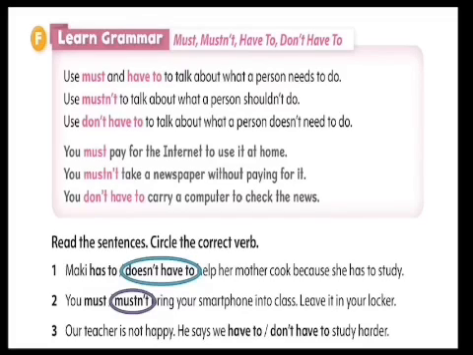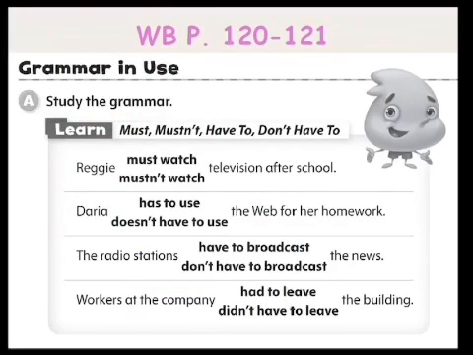Number 3. Our teacher is not happy. He says we have to, or we don't have to, study harder. Because he's not happy, so we have to study harder. And now let's move to the workbook, pages 120 and 121.